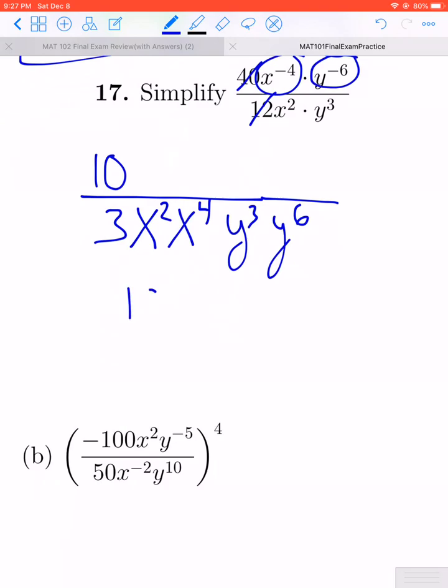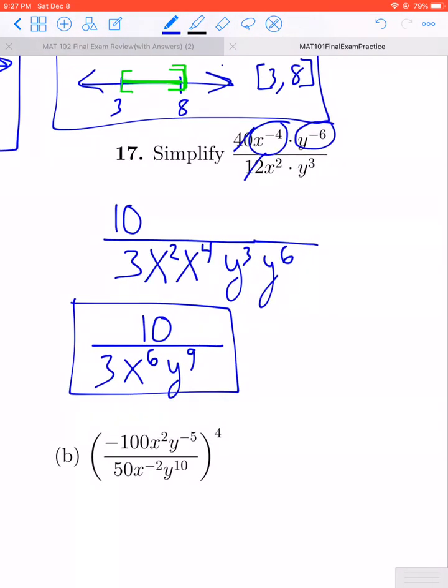All of our variables now have positive exponents, and so this is a very easy and convenient place to go ahead and combine them. In the denominator, you have x squared and another x to the fourth. When you multiply by like bases, you add the exponents. That should give us an x to the 6th. And then I have y cubed times y to the 6th. That would give us y to the 9th.